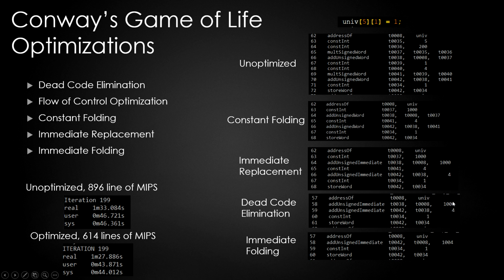And we can fold those together because addition is associative. So you have essentially a variable of the address of the array, and we're plus 1,000 plus 4, so it's plus 1,004. So we've turned 10 lines into 4 lines. And I was thinking, you know what, this is going to optimize pretty well. And for the sake of size, it did. It went from 896 lines to 614, so it's 70% the size.